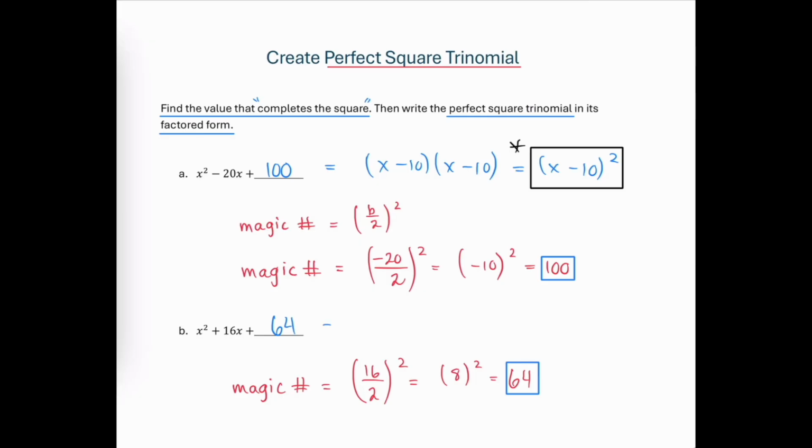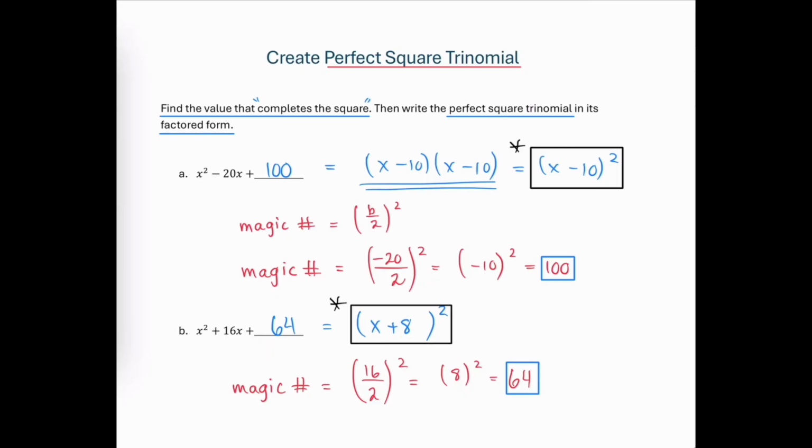Now, since it's a perfect square trinomial, we know that it's going to factor perfectly into a binomial squared. And instead of writing it as a binomial times itself like we did last time, let's just skip to the binomial squared bit. And this trinomial is going to factor into x plus 8 quantity squared. We're looking for two factors of 64 that add to 16, and that would be 8 and 8.